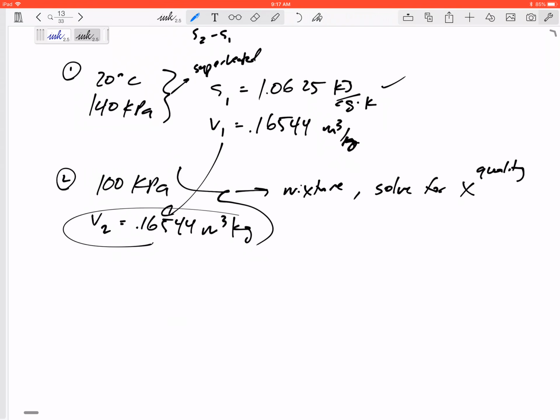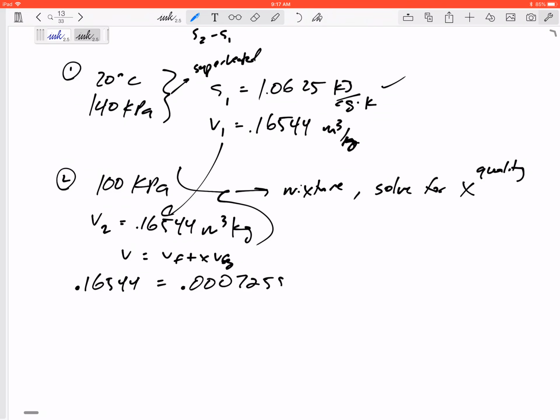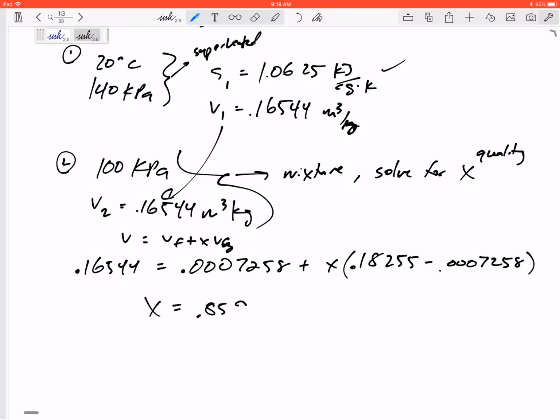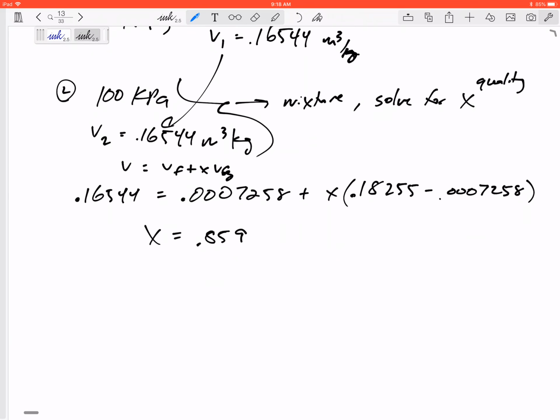Looking at this V, 0.16544, V is VF plus X VFG. The VF is 0.0007258 plus quality, which is what I'm looking for, times 0.18255 minus 0.0007258. There I can get the quality, 0.859, and I can use that for entropy.